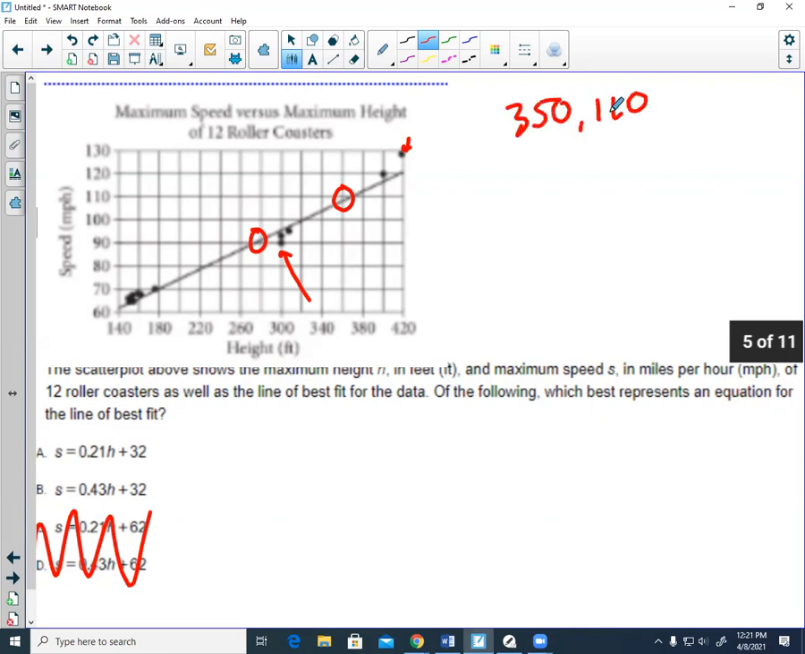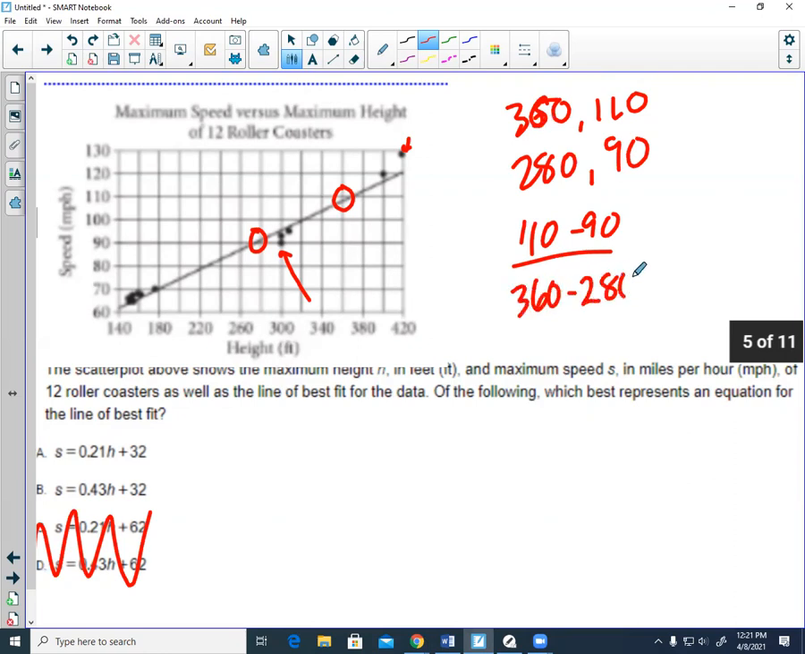And then I'd use the other point, which would be 280, 90. So then I would do 110 minus 90 over 360 minus 280, which would give me something like 20 over 80, which is somewhere around the neighborhood of 0.25. Okay. So yes, there is no answer.